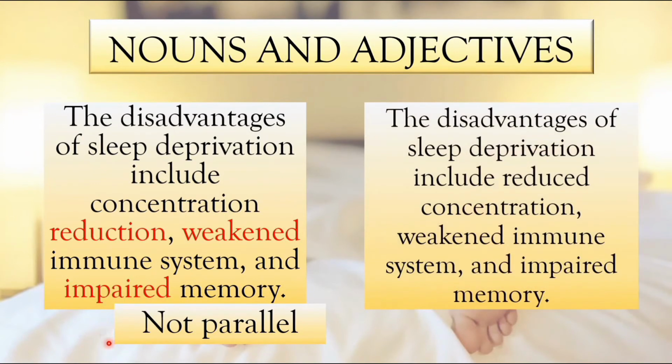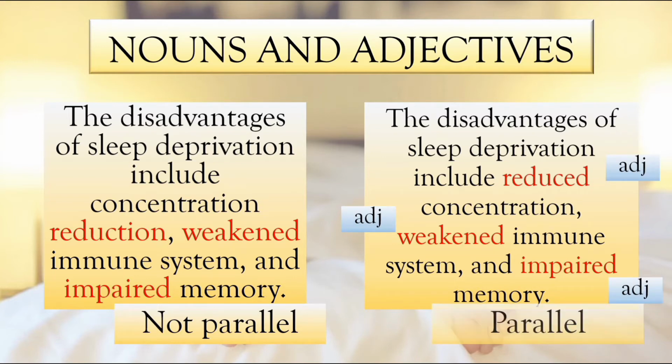Alternatively, we could write the sentence using parallel adjectives. For example, disadvantages of sleep deprivation include reduced concentration, weakened immune system, and impaired memory. In this sentence, we've changed the noun reduction into the adjective form reduced, while we've kept the words weakened and impaired, which are both adjectives. With all three words used as adjectives, we could say the sentence observes parallelism.